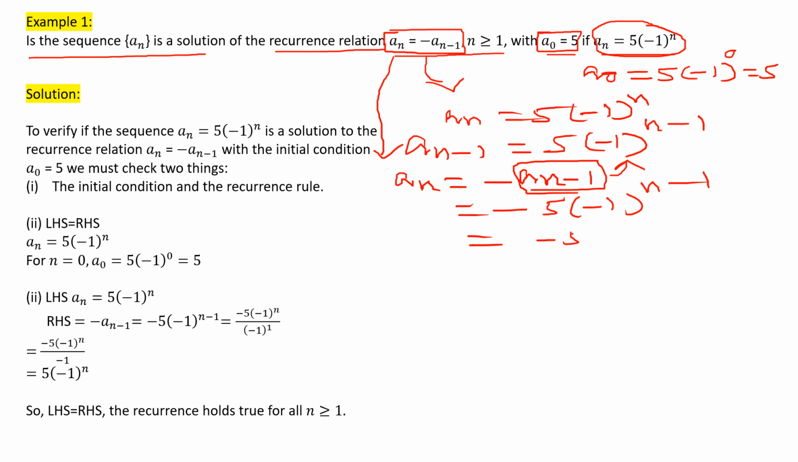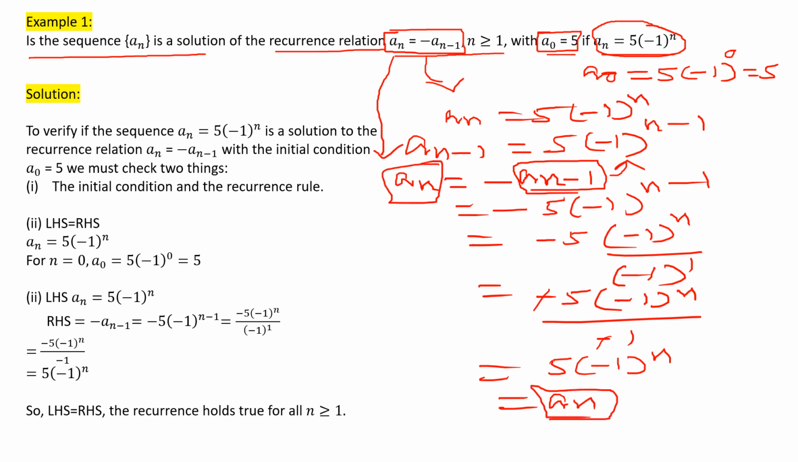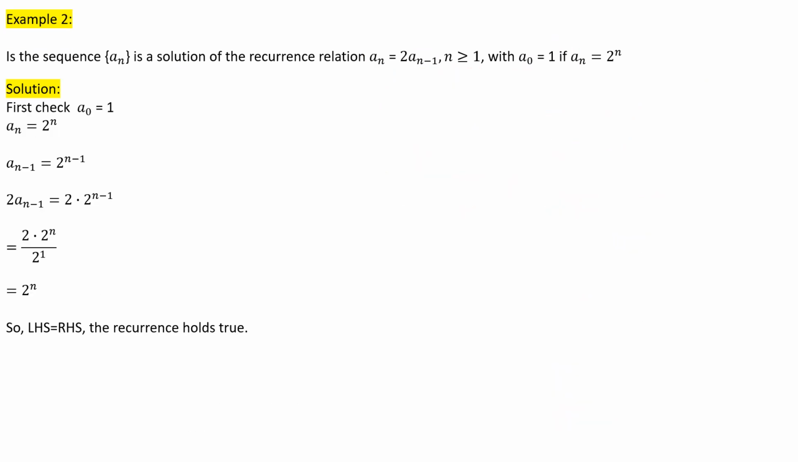Then I can write this as minus 5 times (-1)^n divided by (-1)^1. This is nothing but minus 5 times (-1)^n divided by (-1)^1, which is nothing but minus 1. So cancelling these two minus signs, we will get 5 times (-1)^n, which is nothing but a_n. So we started with a_n and we conclude this is equal to a_n. So I can say the recurrence relation holds for n greater than or equal to 1.